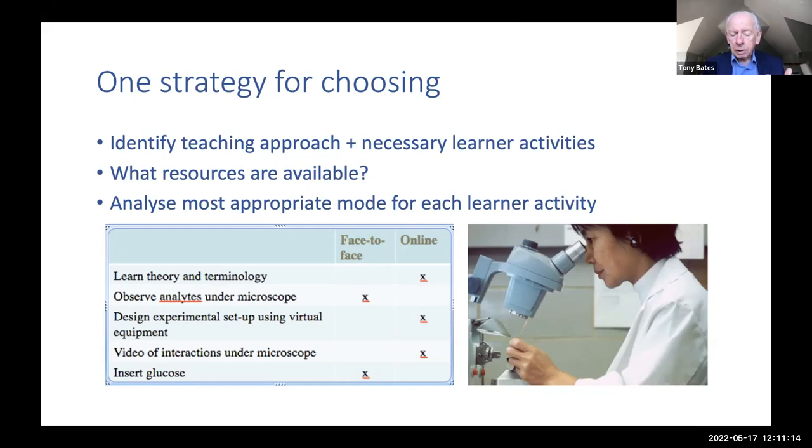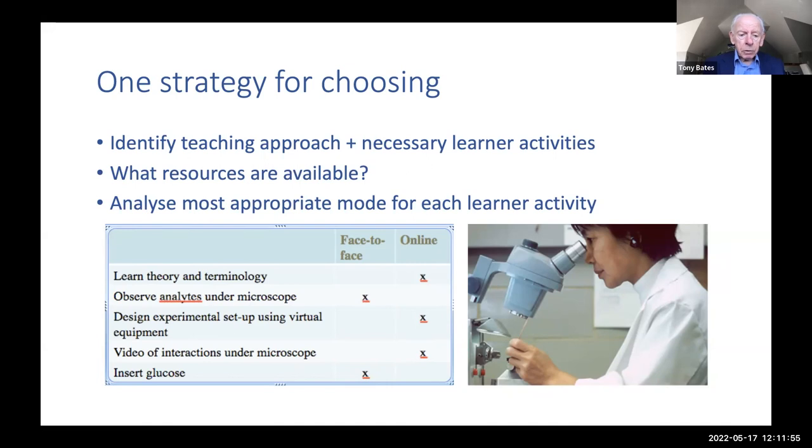They have to learn the theory and the terminology. That can be done online just as well, probably better than face-to-face, because they need to stop, start, go over, and make sure they understand, comprehend everything. Observing the actual analytes under a microscope, well, that probably has to be done in class. They have to come in and do that. But you could teach the design setup using virtual equipment. You could show them all the bits and pieces they would need to do an experiment online and ask them to assemble that and do the activities in the right order to do the experiment.